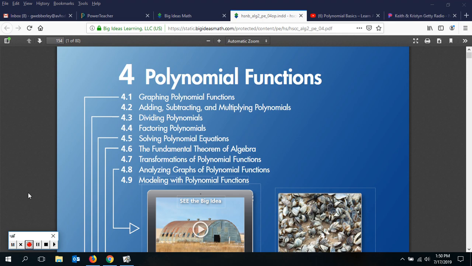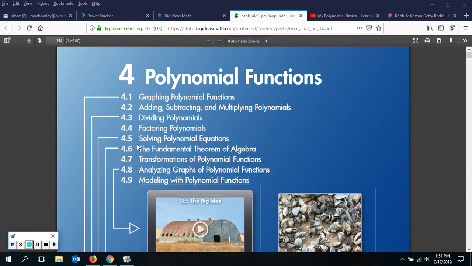Hey everyone, welcome to Big Ideas, Chapter 4. We're looking at polynomial functions, and just like that video was describing, it was kind of an introduction to the polynomial functions that we'll look into a little bit today in 4.1. We're going to be graphing these polynomial functions in 4.1 today. But then as you can see here, here's the order of what we're doing, the different operations.